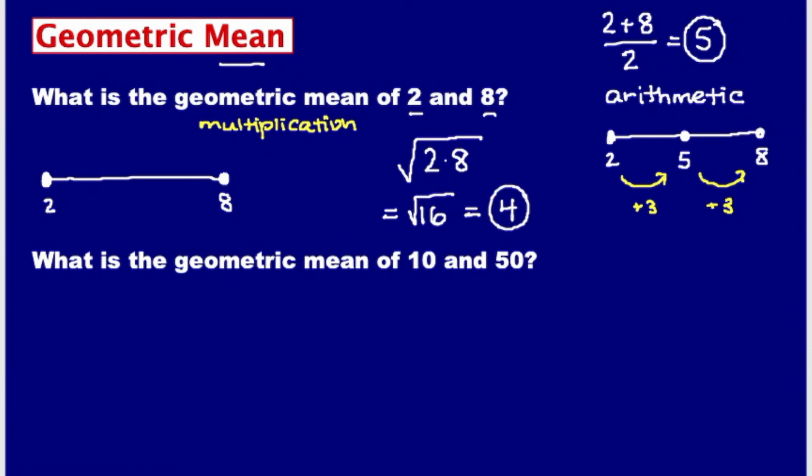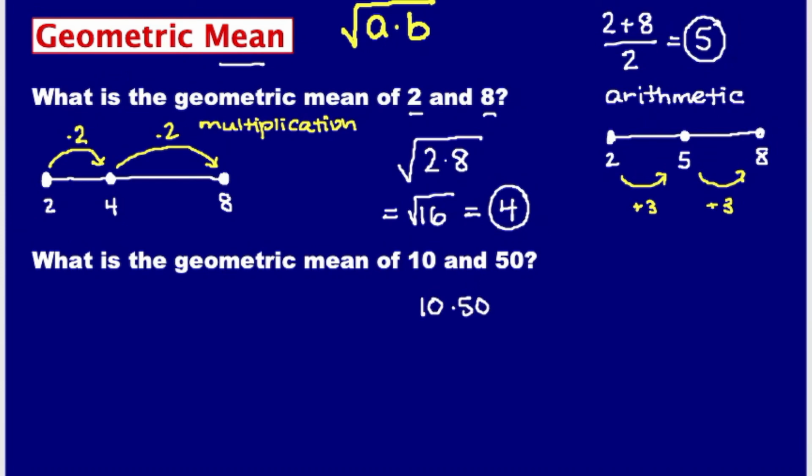So we would say the geometric mean of 2 and 8 is 4, which isn't equally spaced position-wise, but multiplication-wise it is. Do you see how 2 times 2 would be 4? And if I multiply by another 2, I'd get to 8. So multiplication-wise, 4 is in the middle. Again, the geometric mean, you just take the two numbers, multiply them, and take a square root. Let's try one more. The geometric mean of 10 and 50.